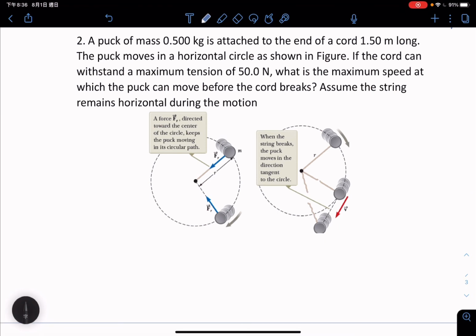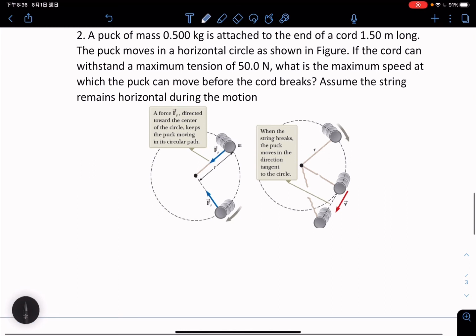A puck of mass 0.5 kilogram is attached to the end of a cord 1.5 meter long. And the puck moves in a horizontal circle as shown in the figure. If the cord can withstand a maximum tension of 50 newtons, what is the maximum speed at which the puck can move before the cord breaks? Assume the string remains horizontal during the motion.